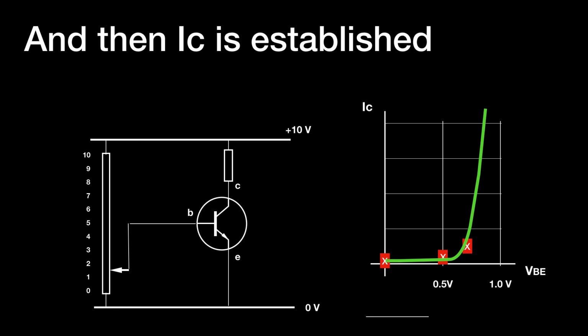So this is showing the biasing effect on the base and the effect it has on collector current.